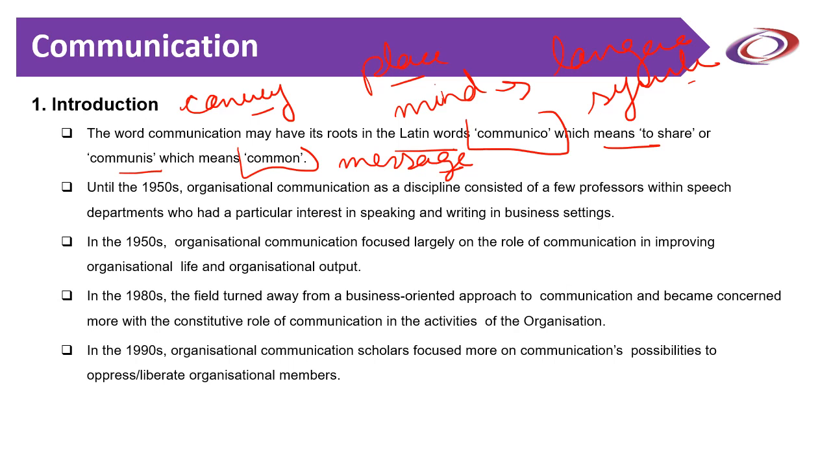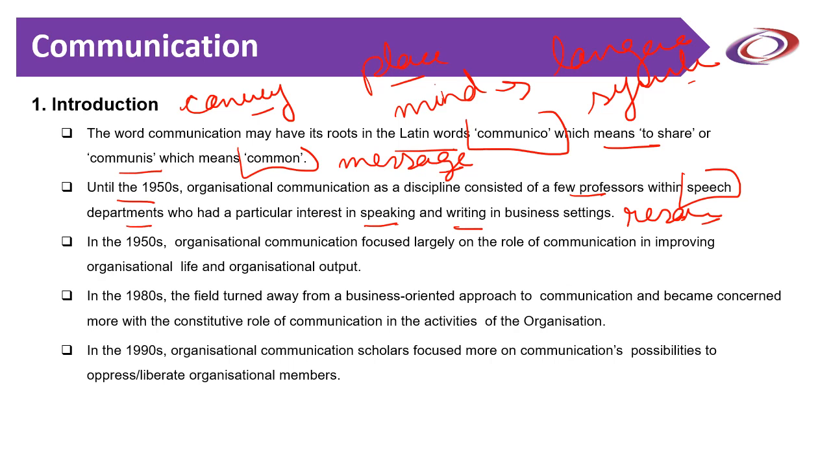If we talk about organizational communication, until the 1950s, this discipline consisted of a few professors within the speech department, and they had particular interest in speaking and writing in the business setting. So some professors were there, conducting research as to how in business settings speaking and writing can be used for communicating. Several publications were published at that time using the term organizational communication.